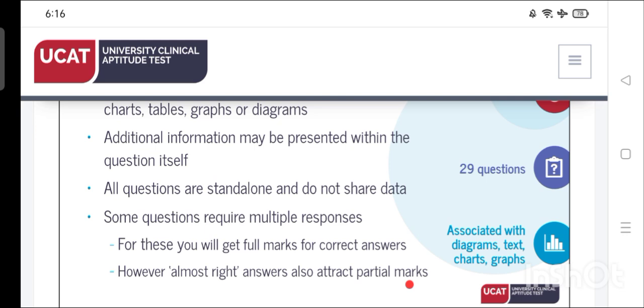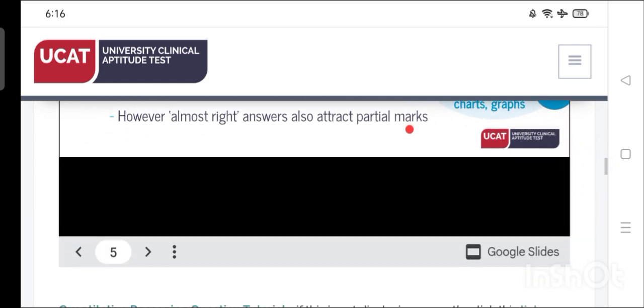then you will get full marks. But if that option is almost right, just close to the correct one, then you will get partial marks. It means at least you get half marks. Note that your full marks will not be deducted. So that's why you just have to choose the almost right option also if you don't know the correct one, so your half marks will be there.